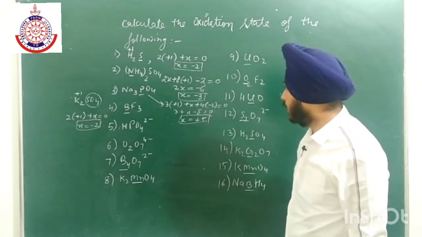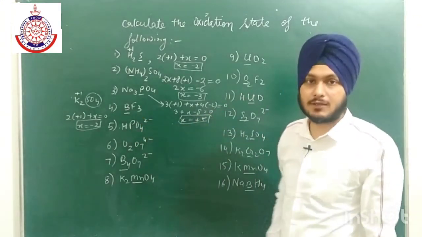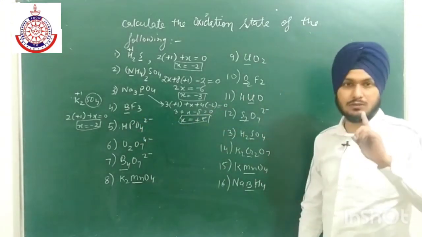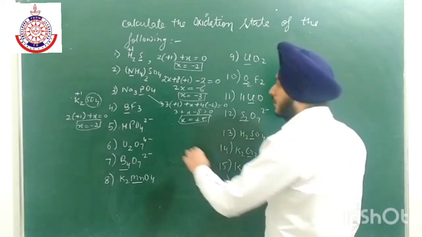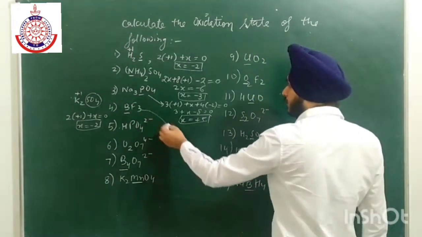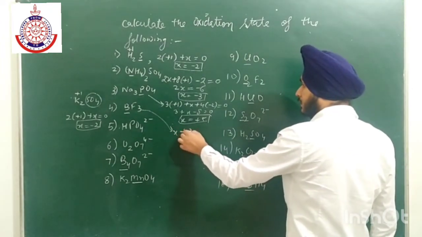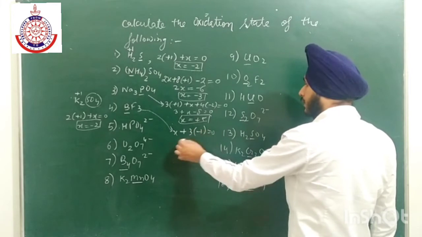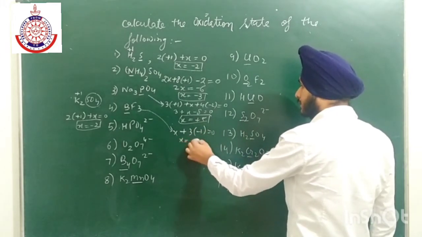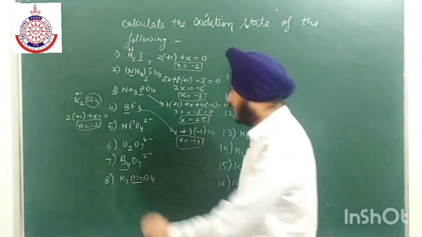Is it clear? Now in this compound, fluorine is always taken to be -1 because it is the most electronegative element. So the oxidation number of boron is X plus 3 into -1 is equal to 0, and from here we get X is equal to +3. As simple as that.